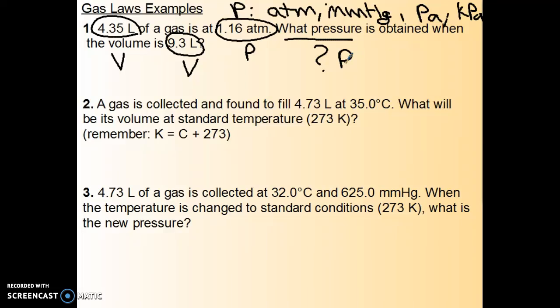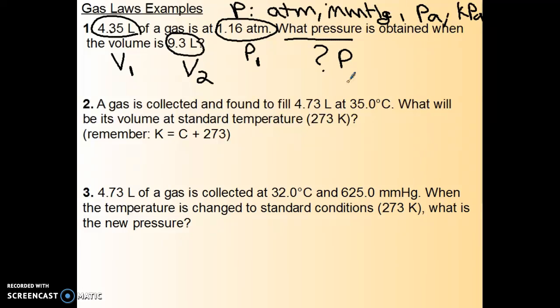So what's logical is to read the phrase, 4.35 liters of a gas is at 1.16 ATM. So that means this must be my pressure 1 and my volume 1. Those two must go together because they're talking about the same gas at the same time. Now, we increase the volume to 9.3. That must be our second volume. And at that point, we want to find our pressure. So we can plug these into the equation and calculate.